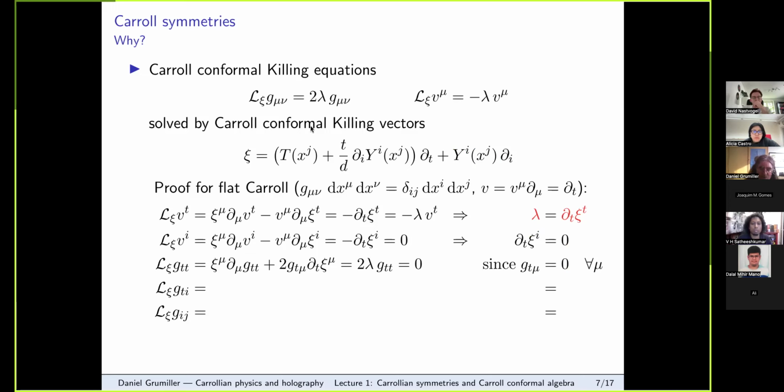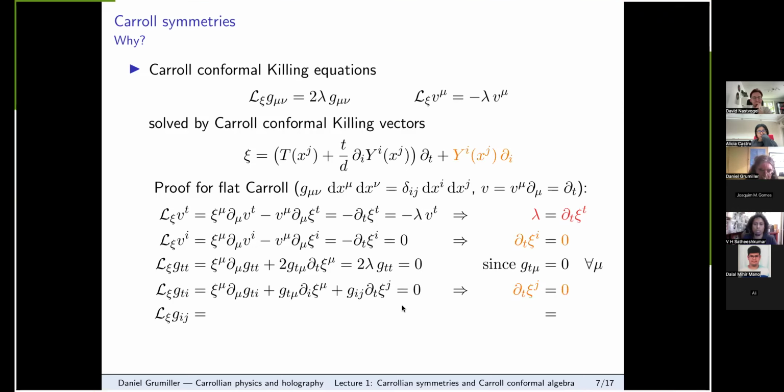Okay, now let's move to the metric equations. The tt component tells you, well, nothing. It's automatically fulfilled because g^{tμ} is equal to 0 for all μ. So that's a crucial difference, of course, to the Lorentzian case where g_tt would be non-zero. Now the mixed components: several terms vanish because, again, g^{tμ} is 0, so only the last term contributes. And that just tells you that ∂_t ξ^j is equal to 0, but we knew this already. So this doesn't give any new information.